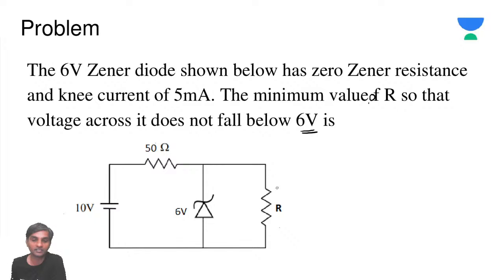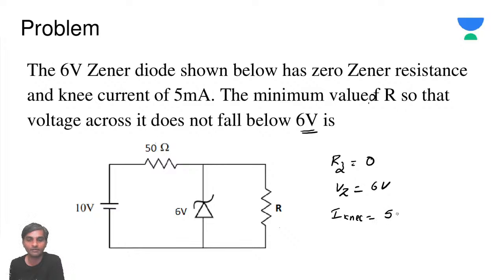So what is it saying, sir? The voltage drop across this resistance should not fall below 6 volts. So what is the given condition, sir? He says the Zener resistance RZ is going to be 0. VZ is going to be how much? 6 volts. And he is saying knee current is going to be 5 milliamps.